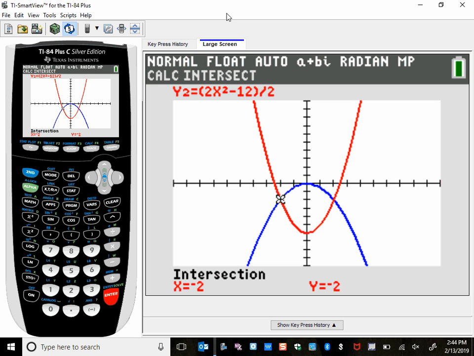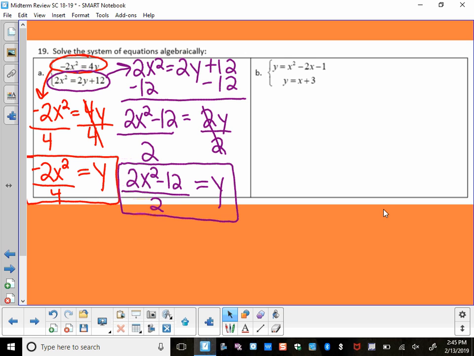-2, -2. You get to the next one, you have to do it again. Second trace, number 5, and hit enter 3 times. +2, -2. Okay? So those are your solutions.